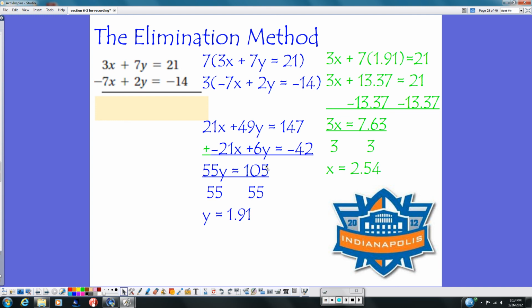I'm going to add these two equations together so that the x's cancel out. Giving me 55y equals 105. Divide both sides by 55. I get y is approximately 1.91. Substituting in the 1.91 for y, I end up with 3x plus 13.37 equals 21. Subtract 13.37 from both sides, I get 3x equals 7.63. Divide both sides by 3 to get x is approximately 2.54.